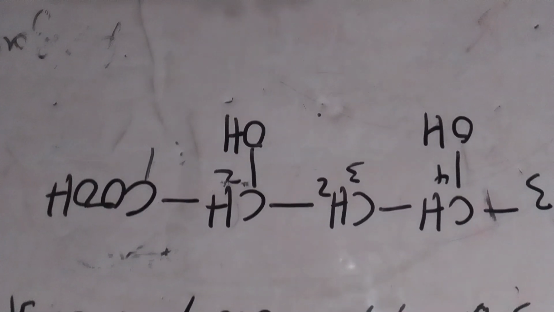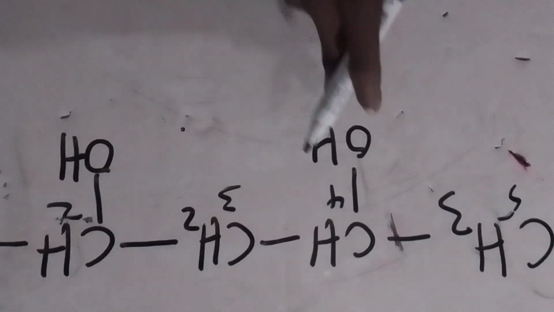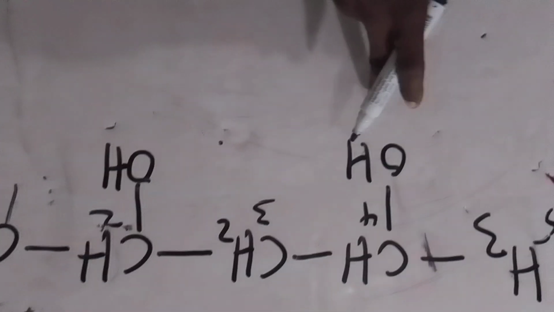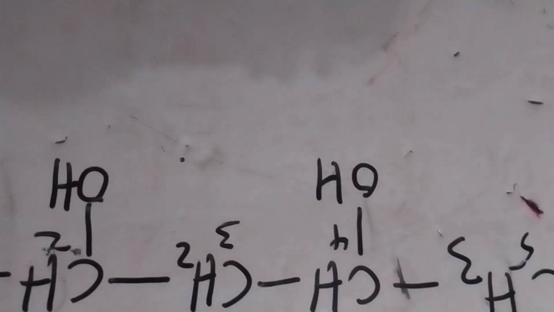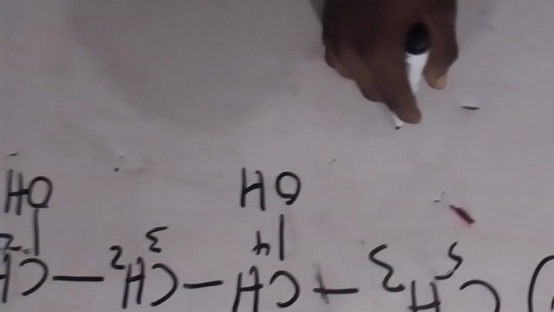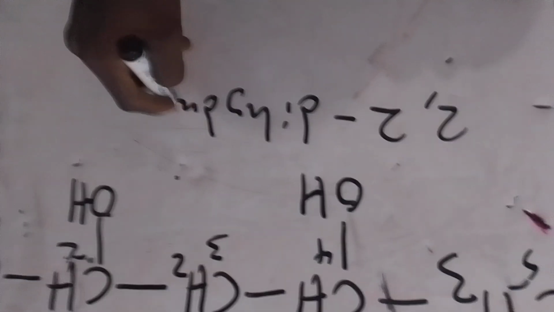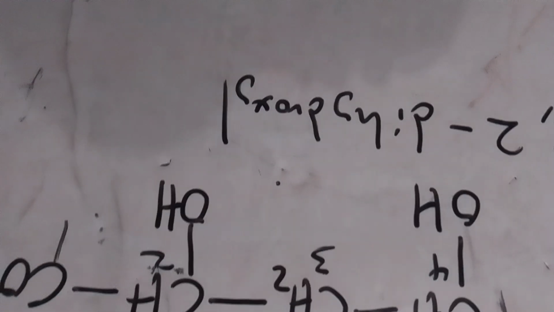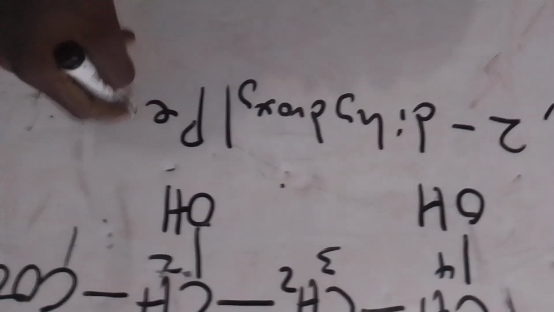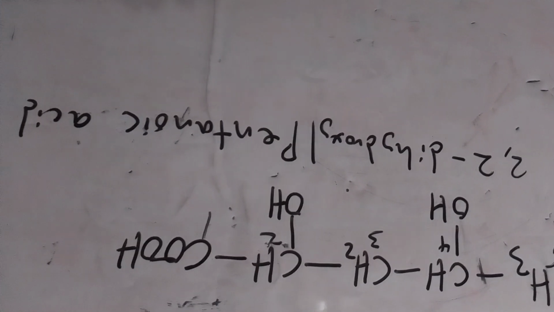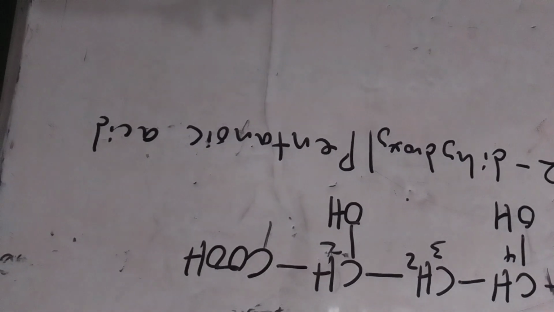Now to give the name of the compound, remember we have 2 hydroxide groups here. So we can have something like 2,2-dihydroxyl pentanoic acid. So that is the name of the compound, 2,2-dihydroxyl pentanoic acid.